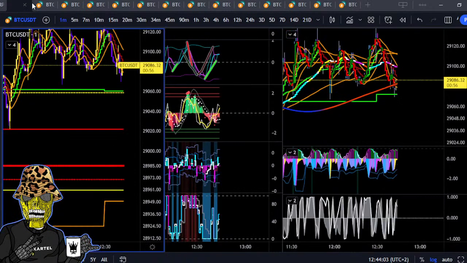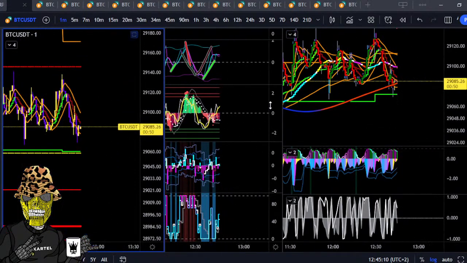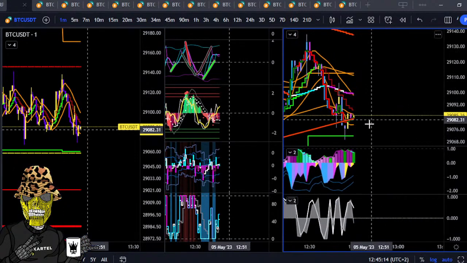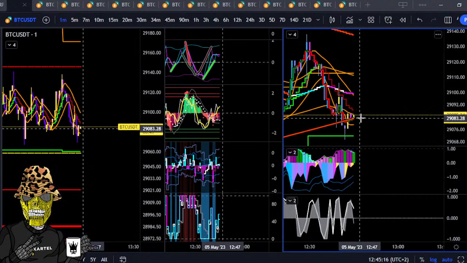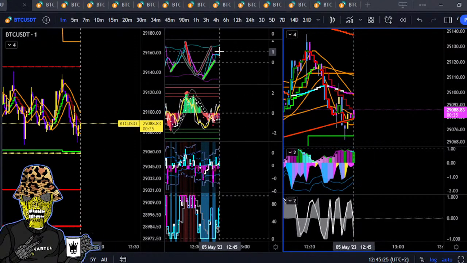Okay, let's go do some intraday levels quick. This is on the 1 minute. What's happening here? Looking for nearly backed. Pamp is nearly backed with positive drift. Closes above 29,083. Look for continuation to 29,098. It's not looking too bad.